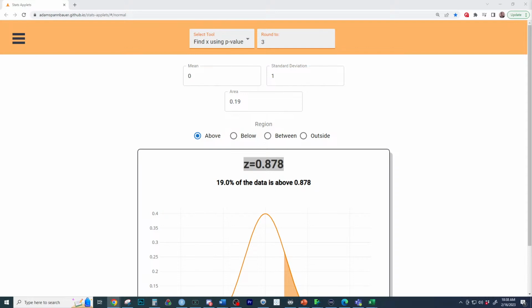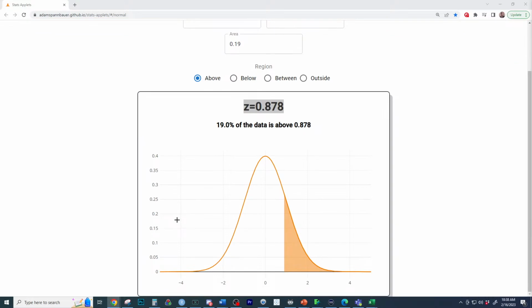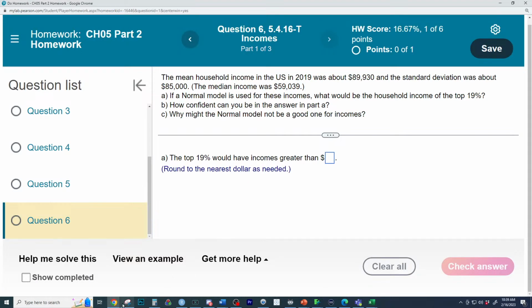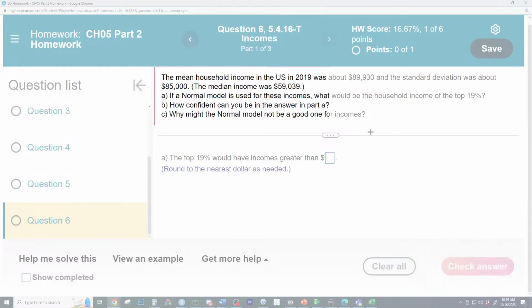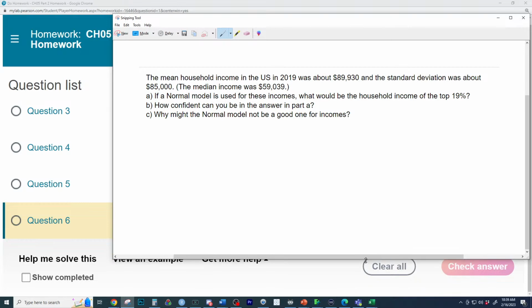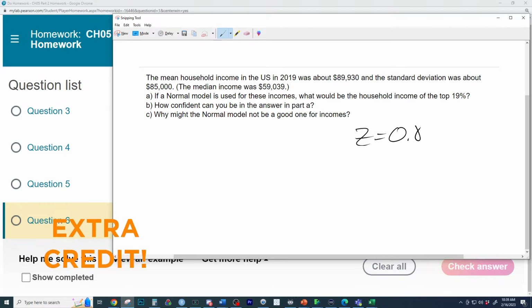The z-score tells us where the answer is. So that's where the top 19% is. What does this z-score mean? That's the big learning objective, where you're like, oh, if I know the z-score, then I could go back to here, and the answer is that many standard deviations above the mean because I know the z-score of it. Great job, Jesse, right there. So the z-score we found was 0.878, so the answer is 0.878 standard deviations above the mean.